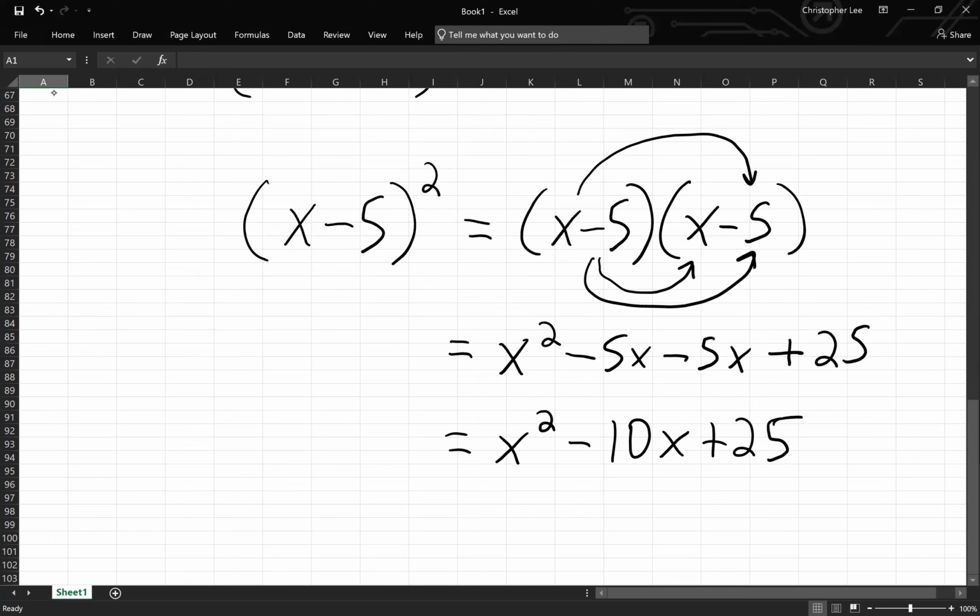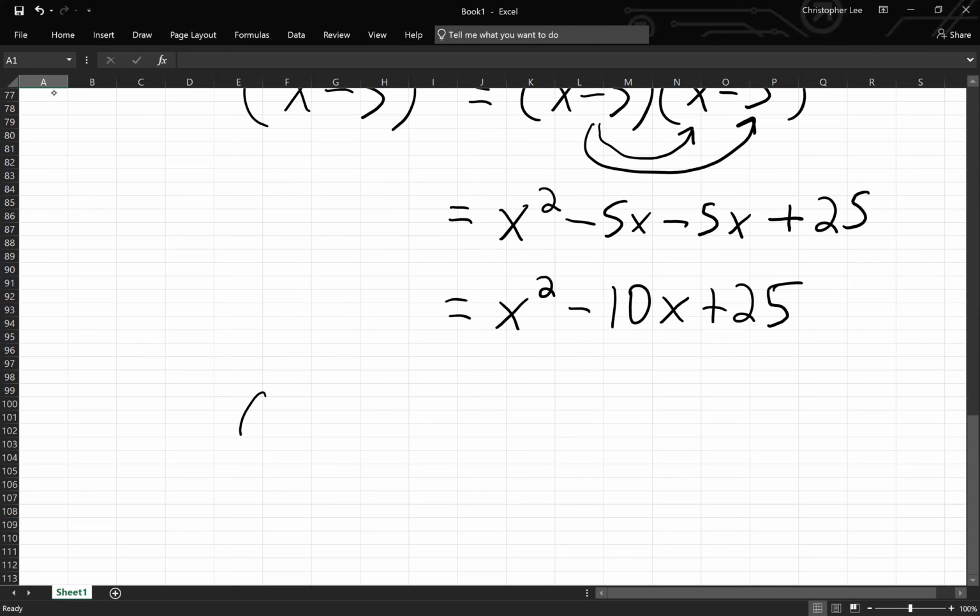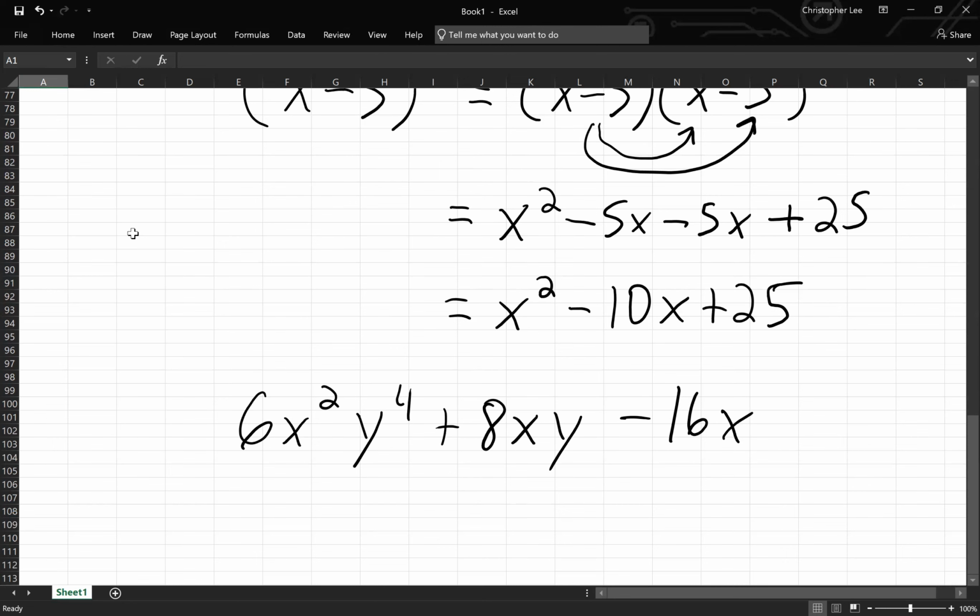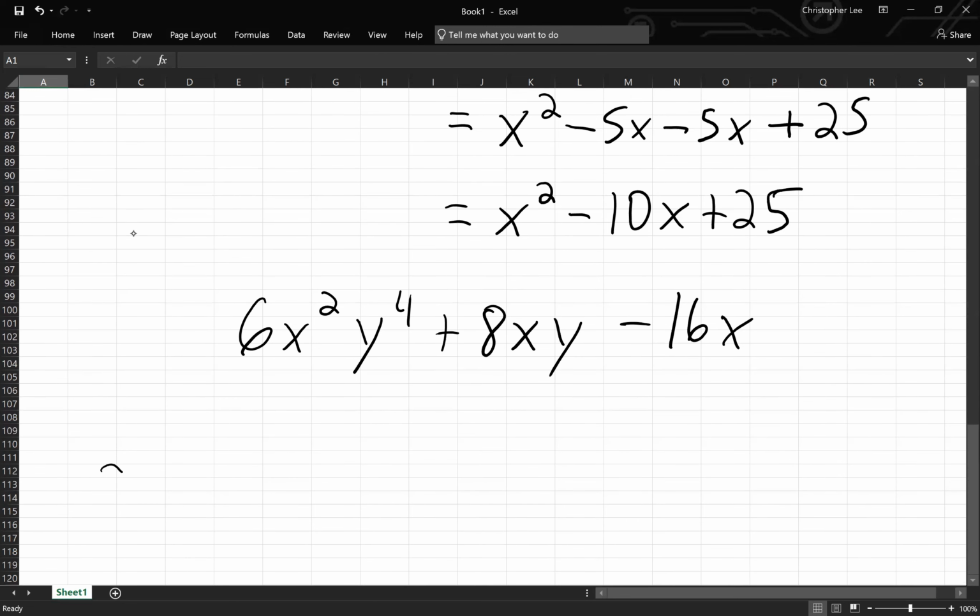Anybody else? Any other questions? Yeah, go ahead. What you got? Plus 8x y, like that? Minus... That's it? All right, so what's the greatest common factor here? 2x. 2x, okay. I like that.